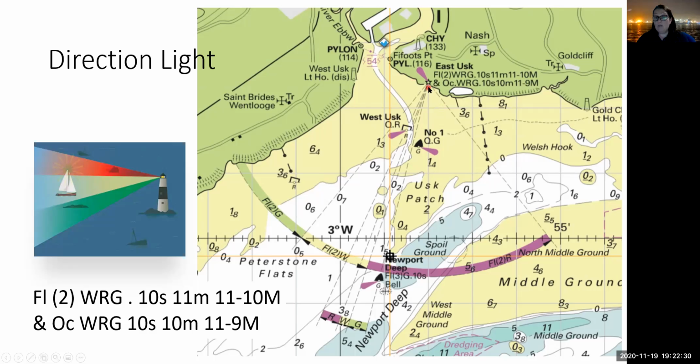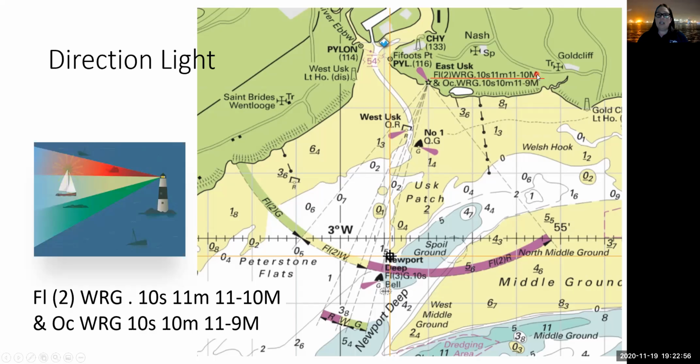Well, this is, again, Bristol Channel. This is Newport. This is the East Usk light, okay? This is a double directional light here. So if we take the top piece here, let me just grab my line here, and put a line underneath it, okay? So we've got FL(2) WRG.10s 11M, 11 to 10M, okay?